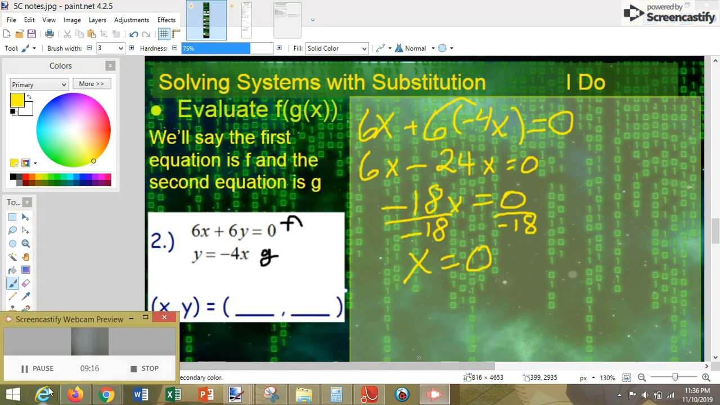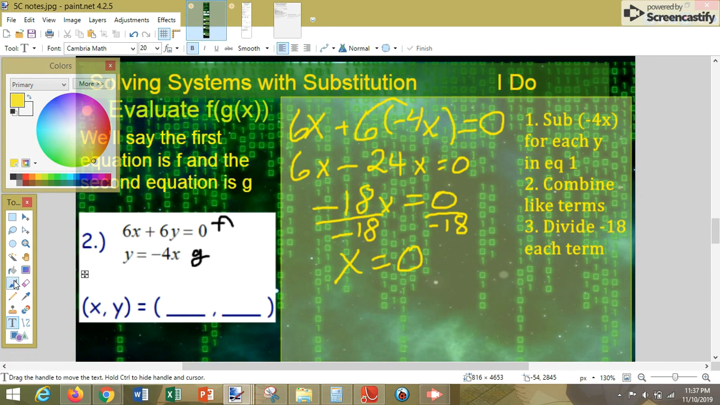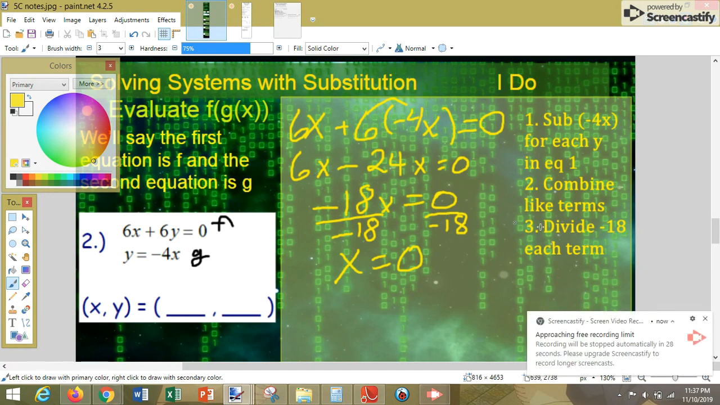Let's summarize the steps that we've done so far. Step 1, substitute negative 4x for each y in equation 1. Step 2, combine like terms. And step 3, divide each term by negative 18.